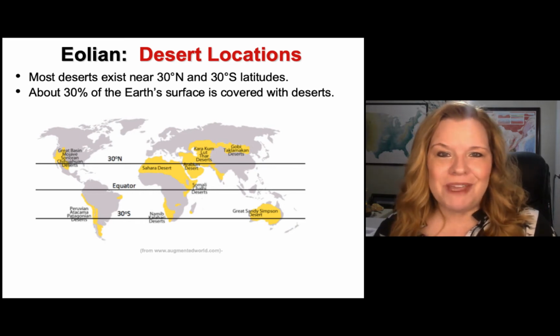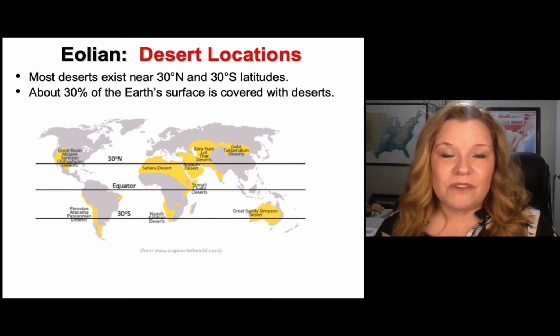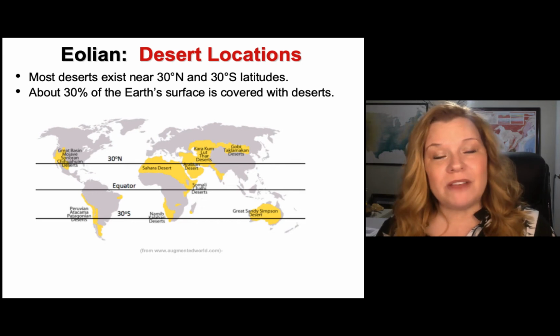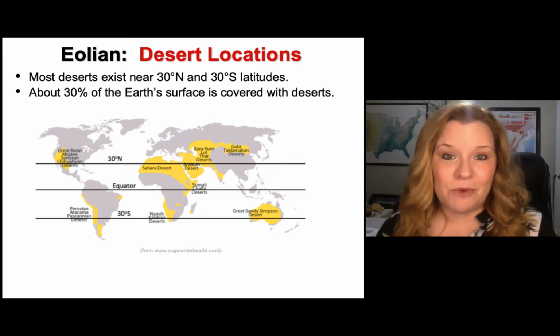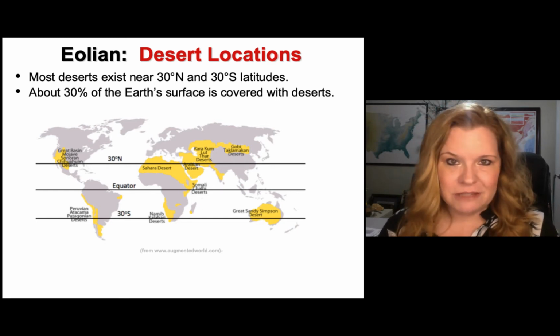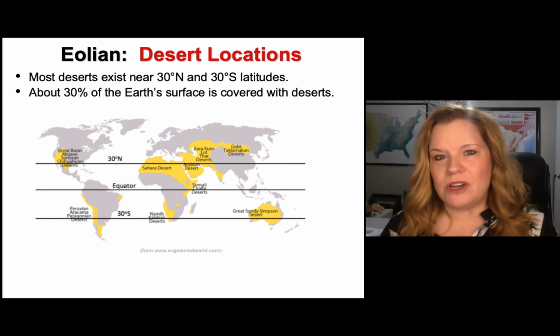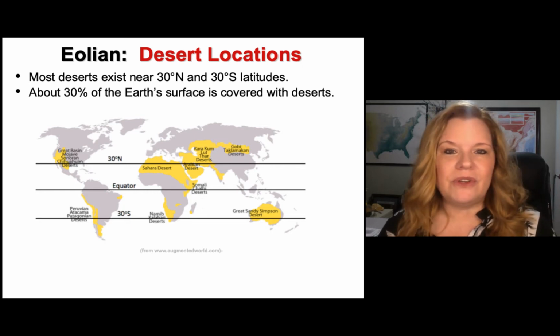In fact, 30% of the Earth's surface is currently covered with deserts. During the time of Pangaea, that likely was a much higher percentage, within the interior of Pangaea, for example, what you'll learn about rain shadow deserts in a minute. But you can see that there's an exception on this map, which is the Sahara. And the Sahara is kind of an anomaly. There's a handful of other places that don't exist around that 30 degrees north and south latitude.